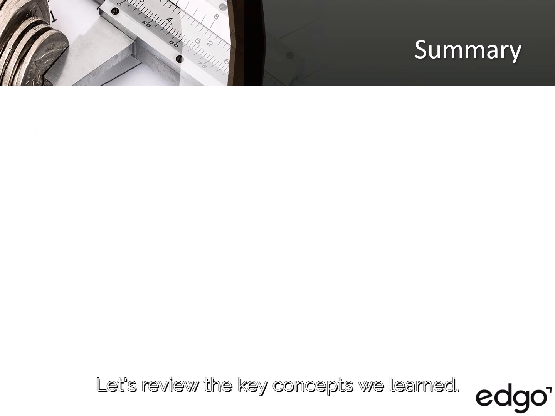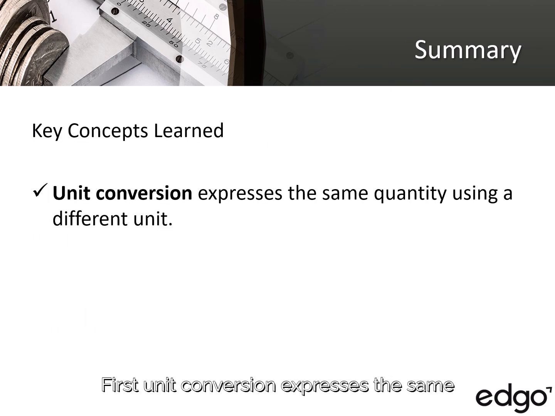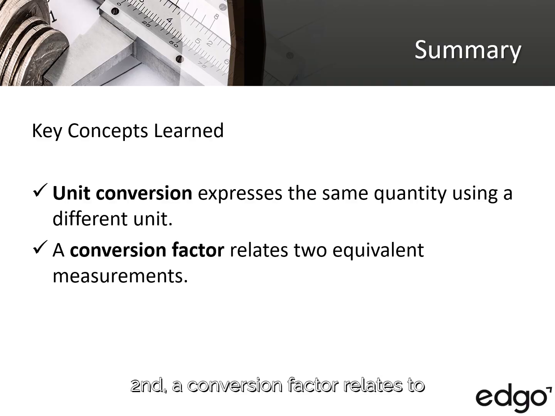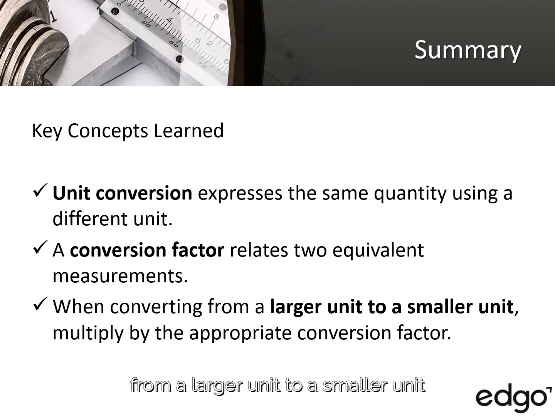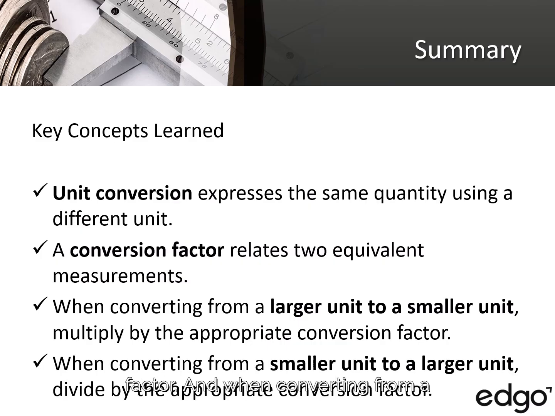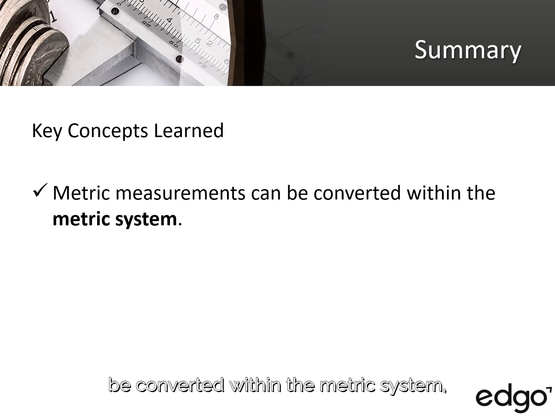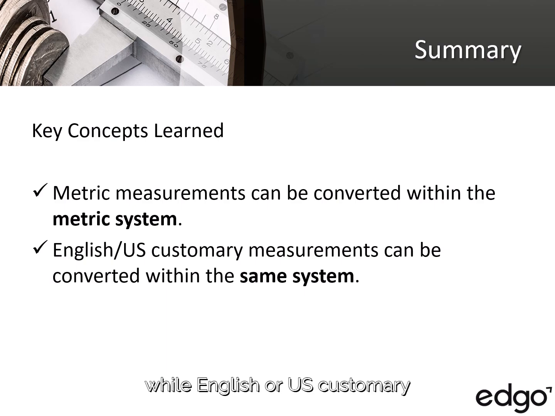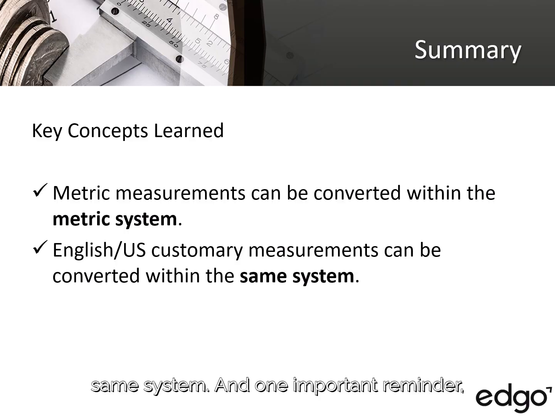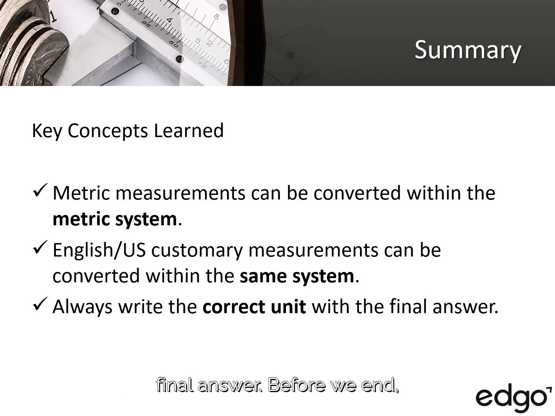Let's review the key concepts we learned. First, unit conversion expresses the same quantity using a different unit. Second, a conversion factor relates two equivalent measurements. When converting from a larger unit to a smaller unit, multiply by the appropriate conversion factor. And when converting from a smaller unit to a larger unit, divide by the appropriate conversion factor. We also learned that metric measurements can be converted within the metric system, while English or US customary measurements can be converted within the same system. And one important reminder, always include the correct unit in your final answer.